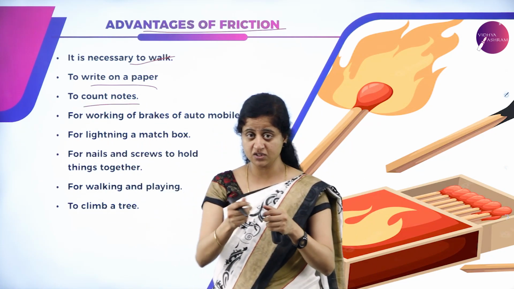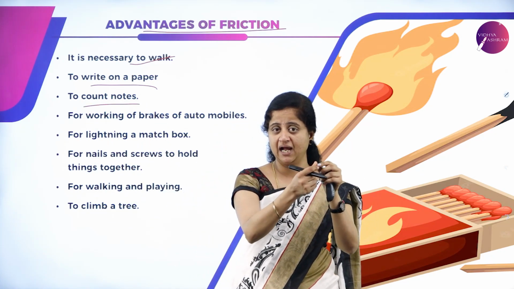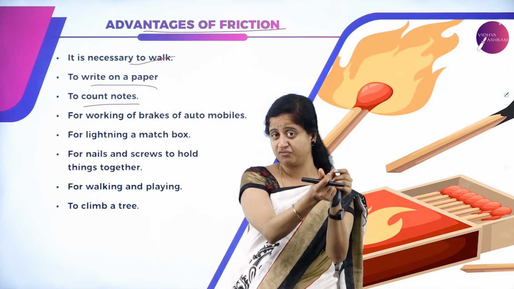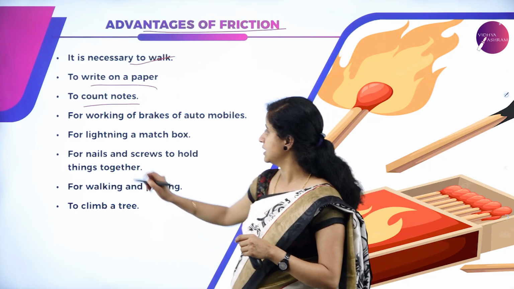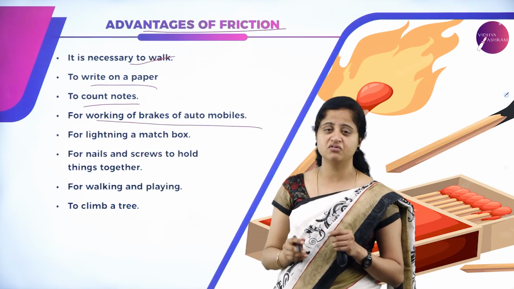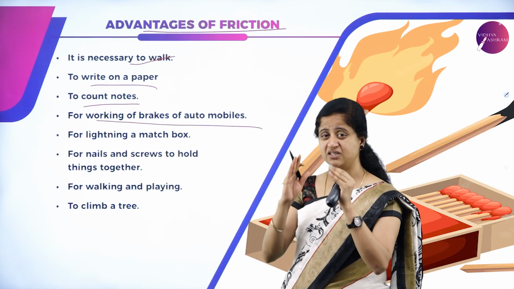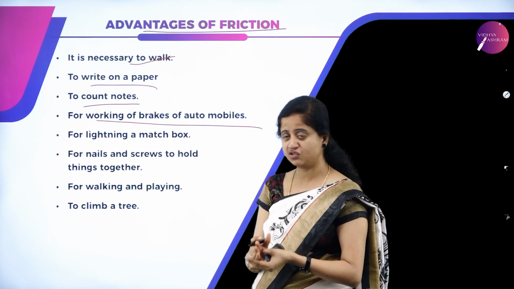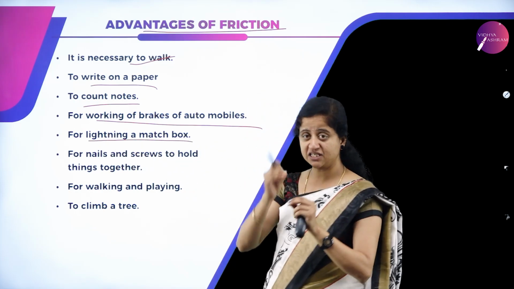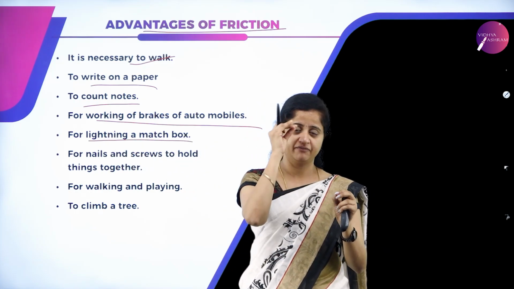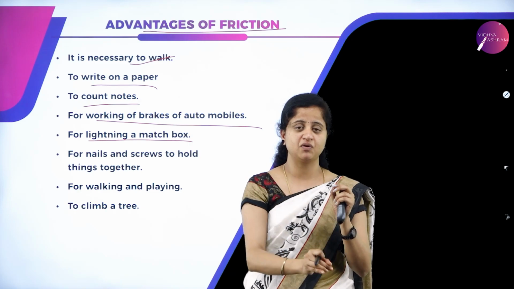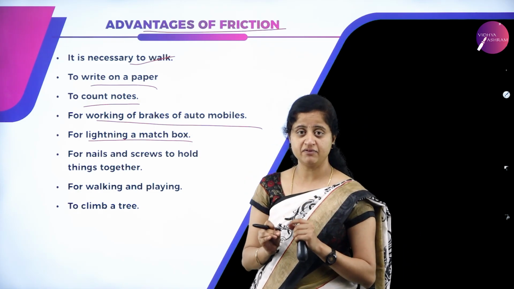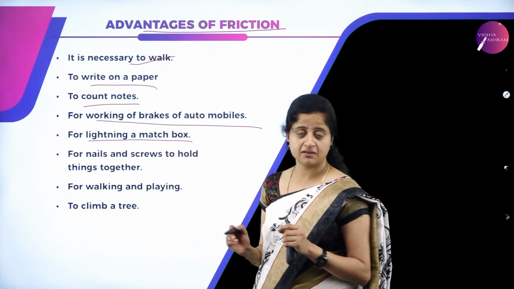And to count the notes, there must be friction between the hands and the note, the surface. Between these two surfaces, there exists a force, and that is called frictional force. And for the brakes of automobiles, there exists a friction between the brakes, because of which the vehicles can be stopped. And for lighting a matchbox, when we rub the matchstick against the matchbox, there exists a friction between these two surfaces, which in turn develops a fire. So there also we can observe friction.